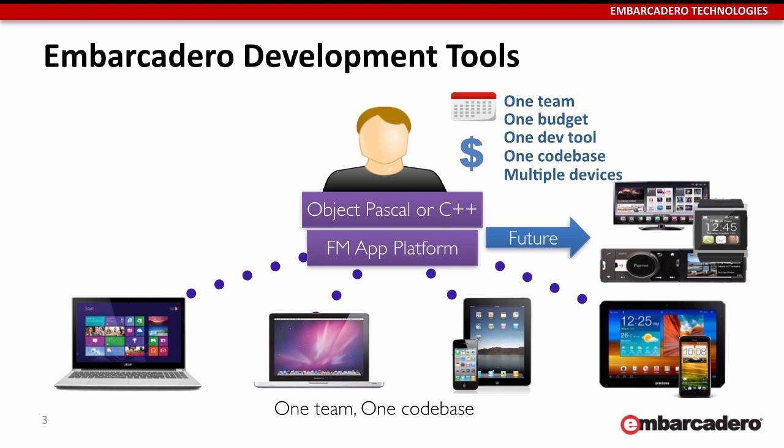You've most likely seen this diagram before. Our development tools give you a choice of Object Pascal or C++, in combination with the FM application platform, allowing you to reach a huge variety of different platforms. You have Windows, Mac OS X, iOS, Android, as well as other emerging future devices like Google Glass and Fire TV. Now, for the longest time, our tools have been regarded as the best tools for developing Windows applications.